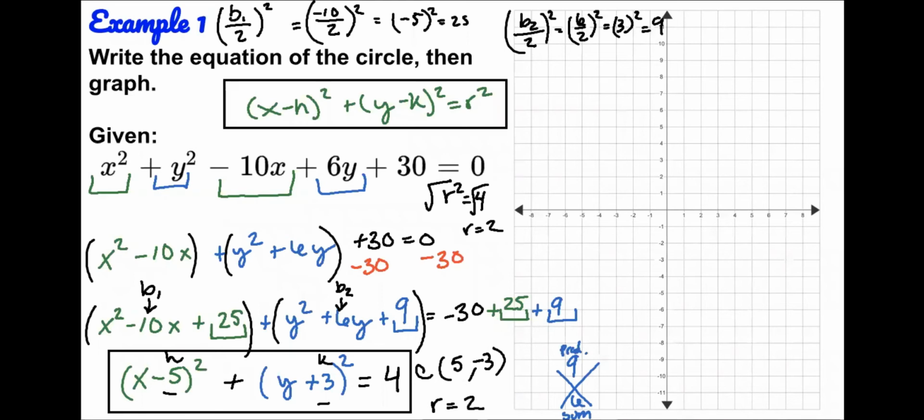Now, how do we graph this beautiful circle? Our center is given. It's at 5, negative 3, right here. And our radius is 2. So we can go up 1, 2. Here's one radius, 1, 2. Here's another radius, 1, 2. Here's another radius, 1, 2. So we have our 4 radii in the 4 directions: up, down, left, and right.